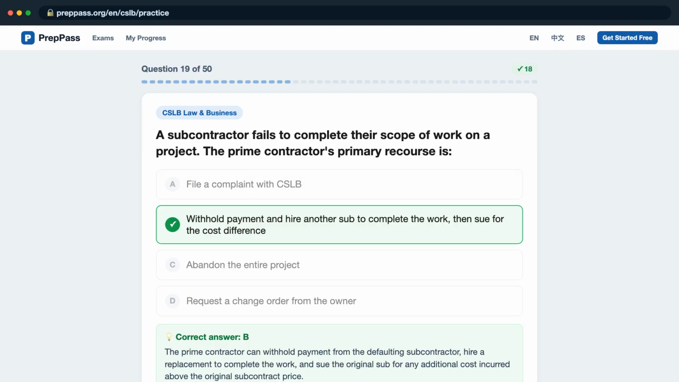The prime contractor can withhold payment from the defaulting subcontractor, hire a replacement to complete the work, and sue the original sub for any additional cost incurred above the original subcontract price.